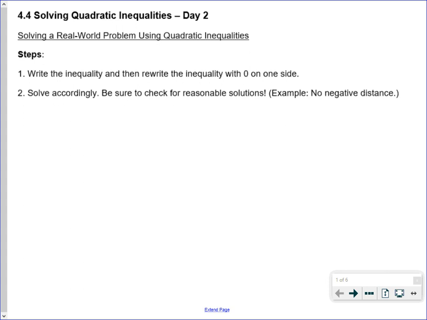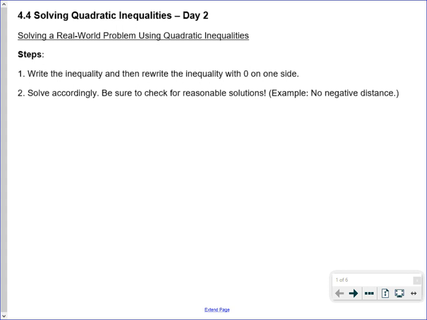Today we're going to be going over module 4.4, day 2, solving real-world problems using quadratic inequalities. It's going to be very similar to how we normally solve quadratic inequalities, but the only difference is we have to take the context of the problem into account.